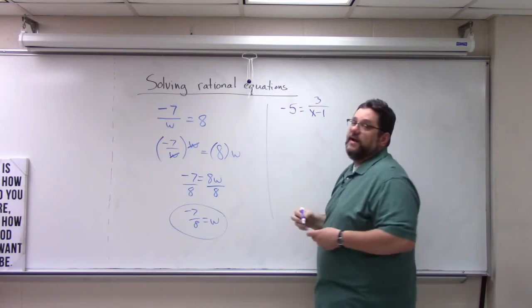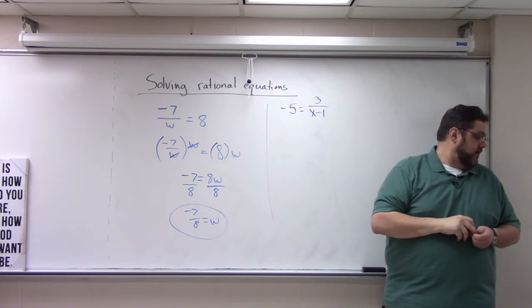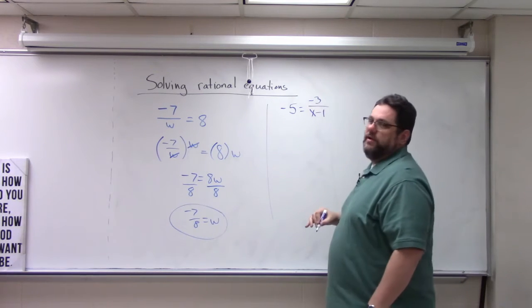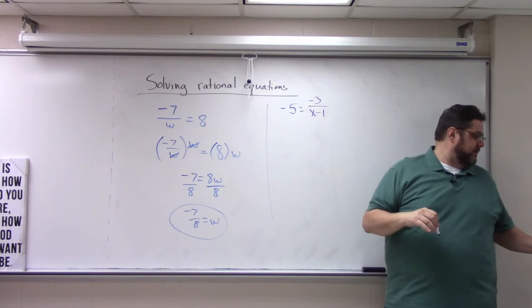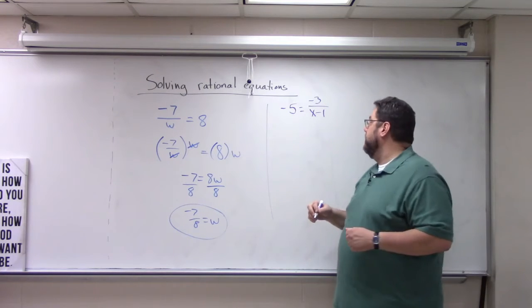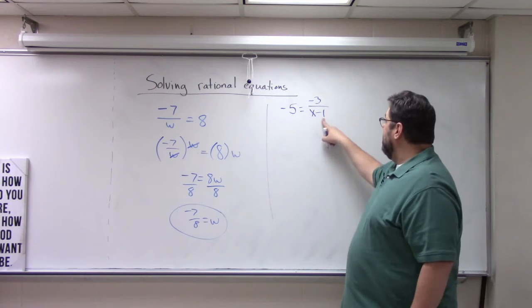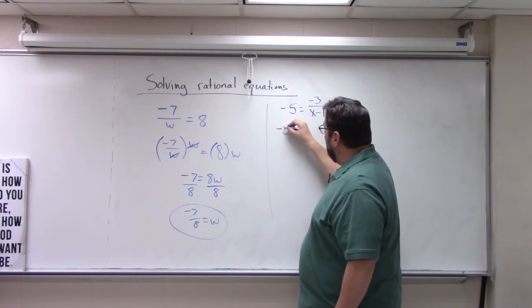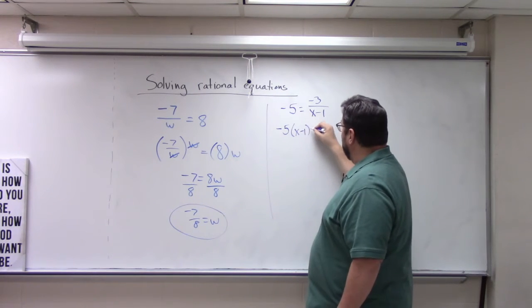So -5 is equal to 3 over x minus 1. And let me make that -3. All right, -5 is equal to -3 over x minus 1. Again, the only denominator I have is x minus 1.